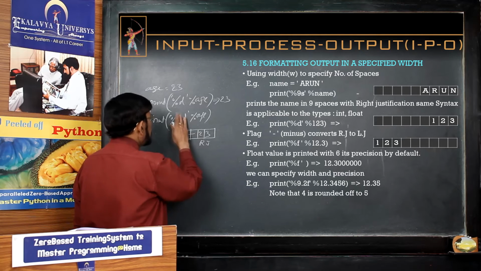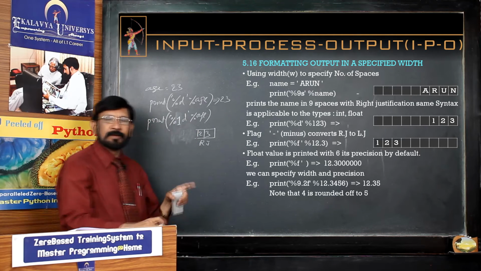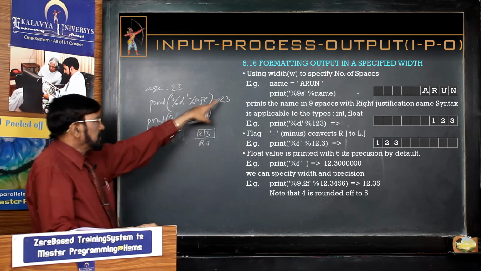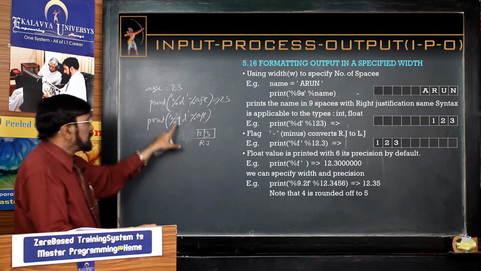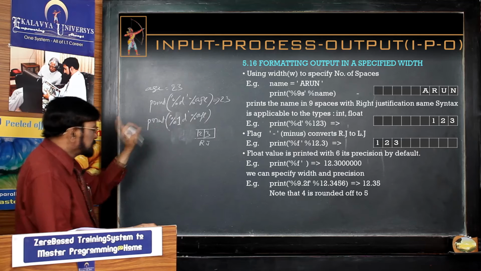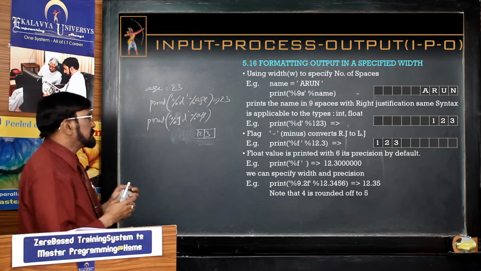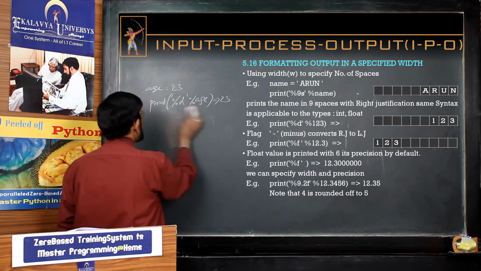Suppose if I write 1, then actually what do I mean? 1 space is allocated. In that, 2 digits are to be printed. It is not possible, and simply print ignores this width specifier, and 23 is printed as it is. This point you have to understand.